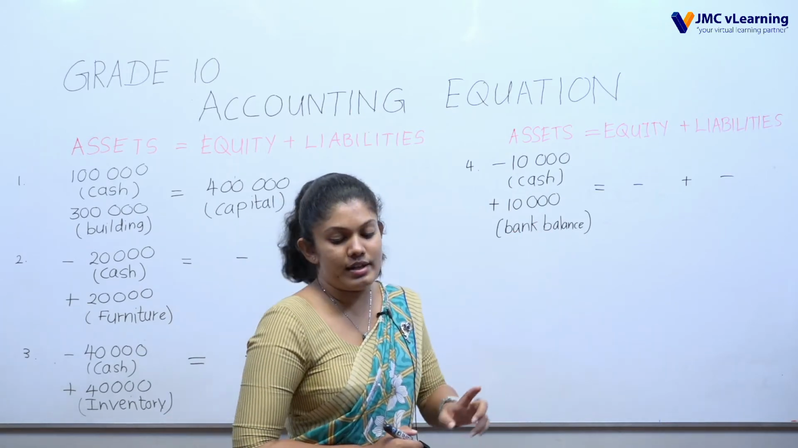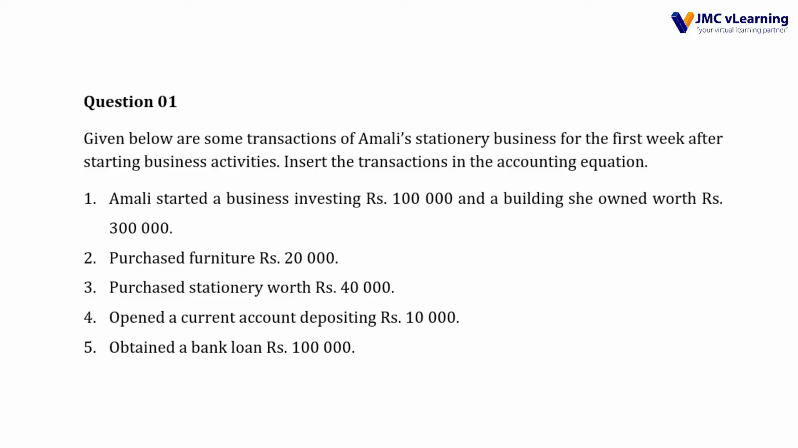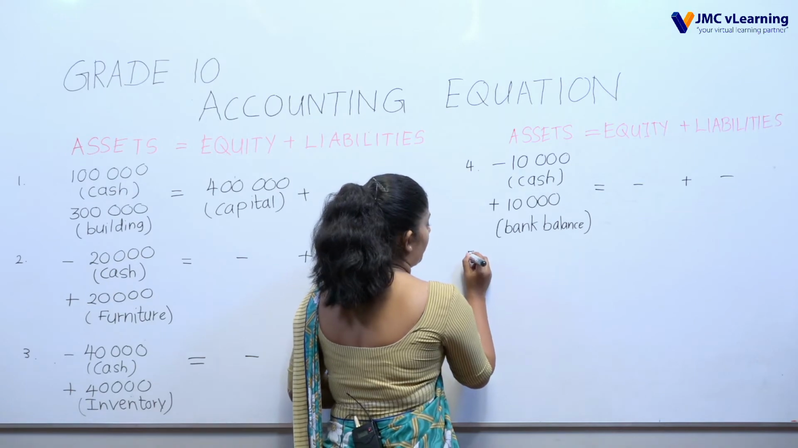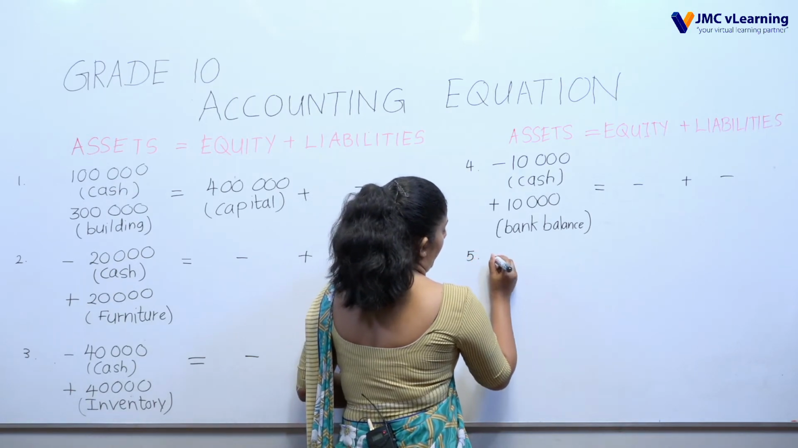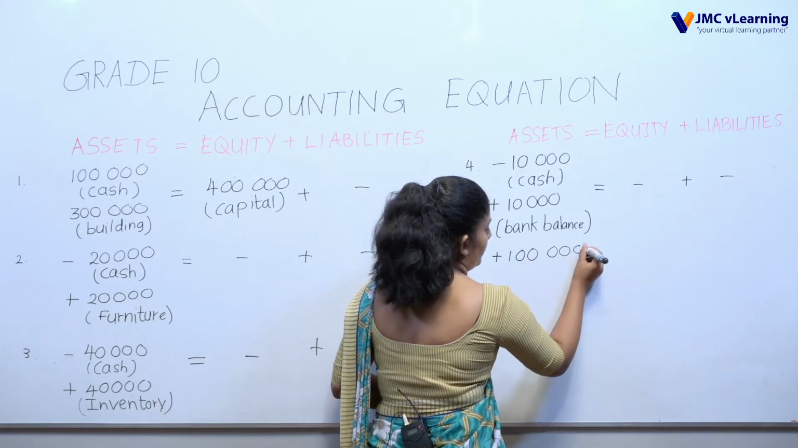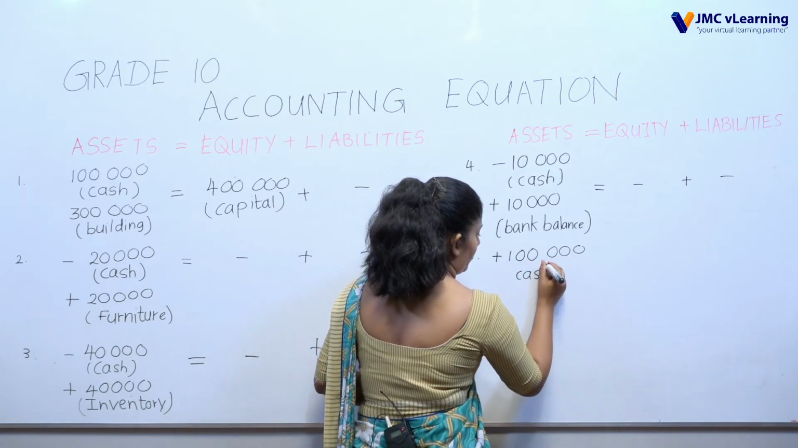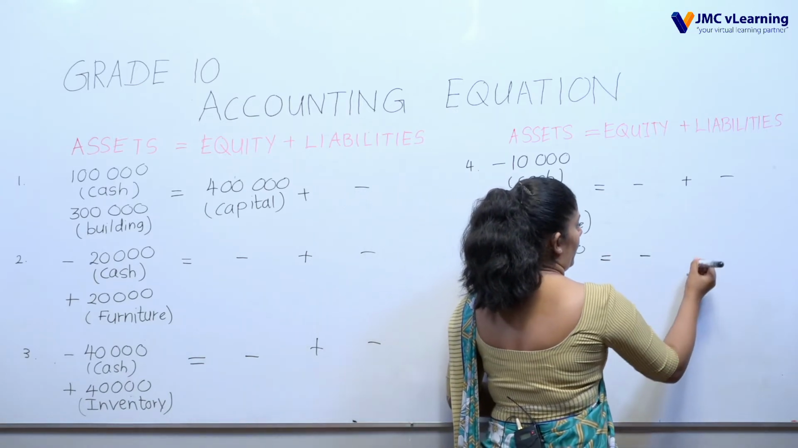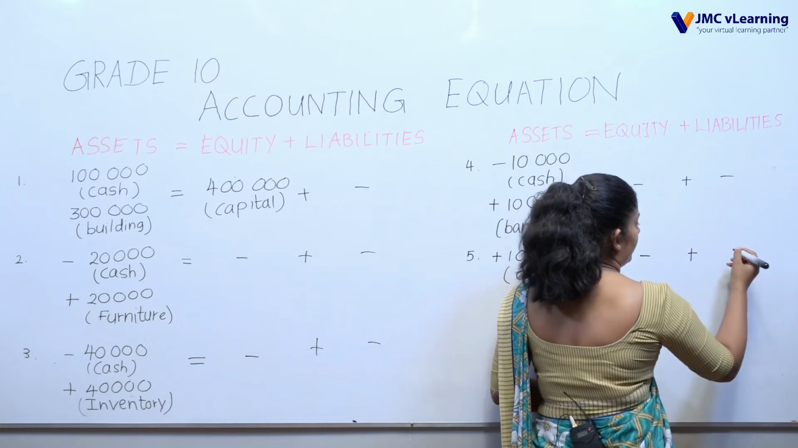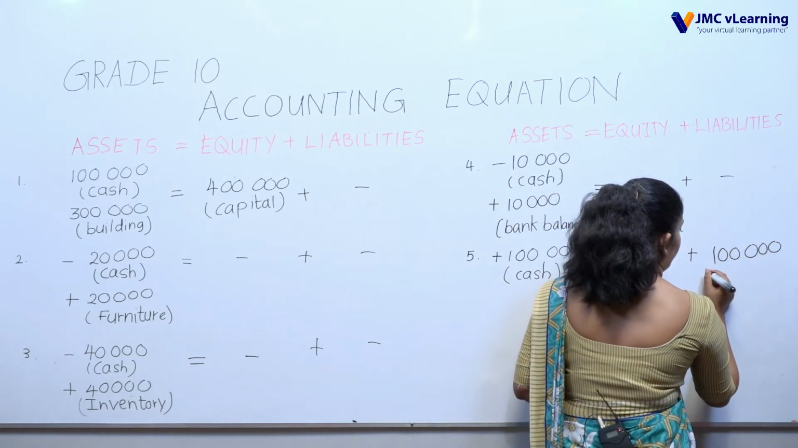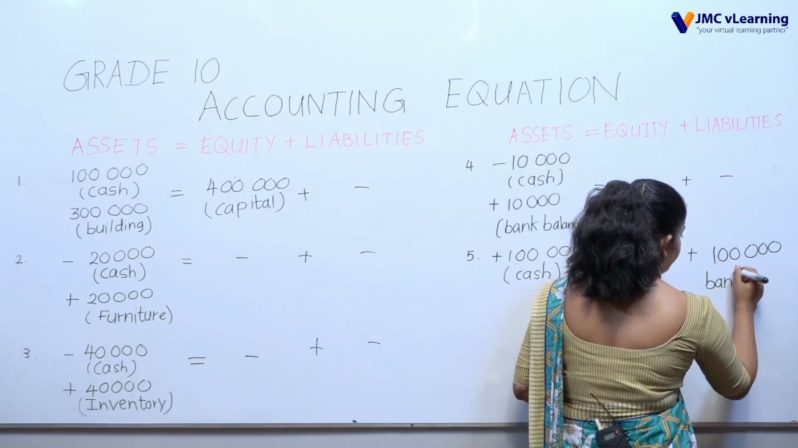Now, fifth transaction, obtained a bank loan 100,000. It is a very familiar transaction. You can record it at once. 100,000 bank loan means you get cash 100,000. It is not from equity but from an external source. Therefore, 100,000 bank loan.